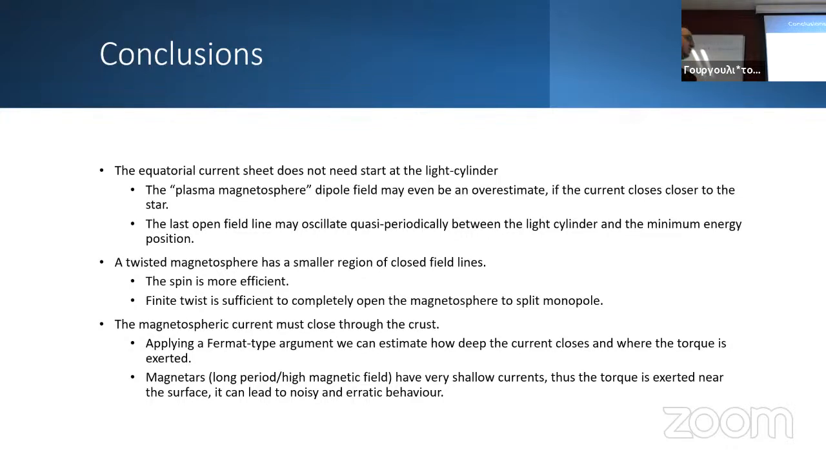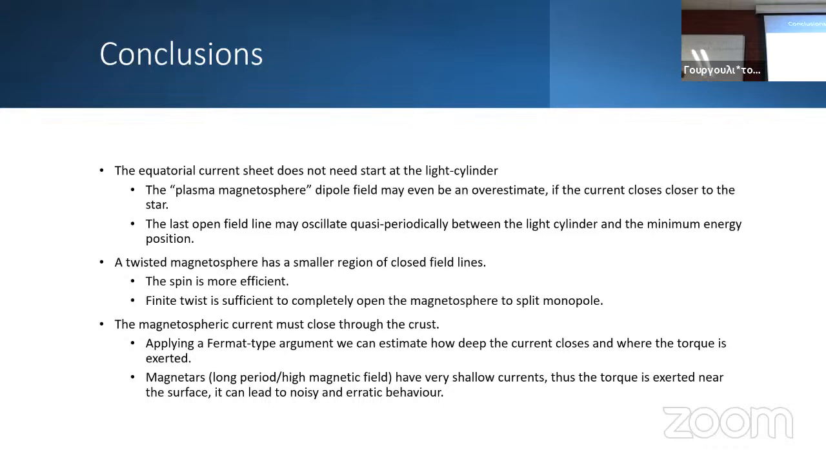Now, introducing twist in a magnetosphere, if we do this for the relativistic case, leads to a smaller region of closed field lines. So essentially, these closed field lines shrink. It's not that it is inflated. Intuitively, one could think that this closed region, because you put twist, you put energy, is going to be inflated. But essentially, it has the opposite effect. Since you put more current, they become more tight. Now, the spin down is more efficient, and we can have finite twist to completely open the magnetosphere.